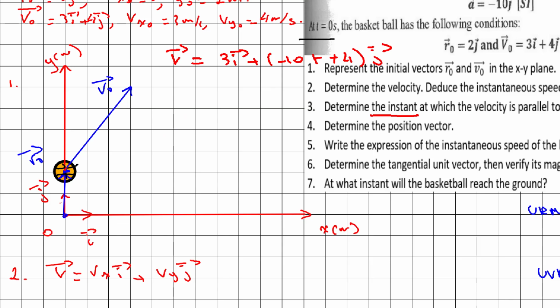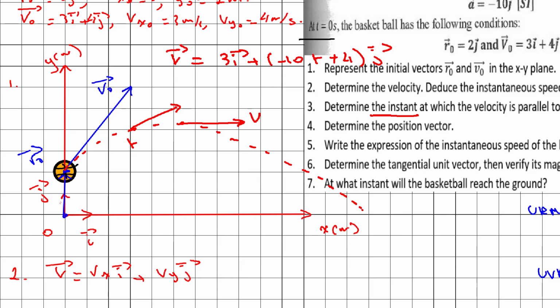So as the ball is moving like this, we can define at any moment, suppose the ball reaches this point at the instant t, the velocity vector will be tangent to the trajectory. So this is v. We are interested in determining the instant at which the velocity is parallel to the x-axis. So when is the velocity parallel to the x-axis? When it has the following form.